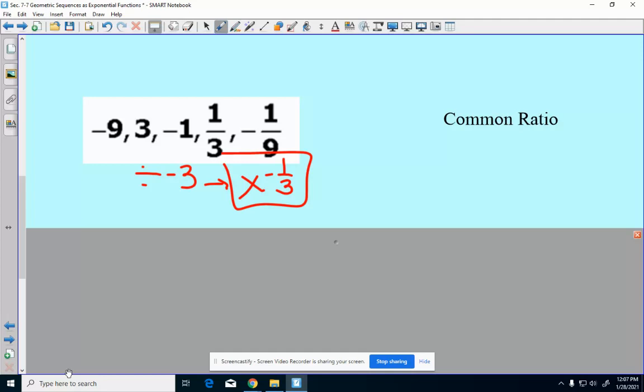-1/9 times -1/3. 1 over 27. Good. Remember, you're just multiplying those denominators together. So this would be 1 over 27. Good. That would be negative 1 over 81. Good. So realize how fractions are put together, right? Multiply numerators, multiply denominators.